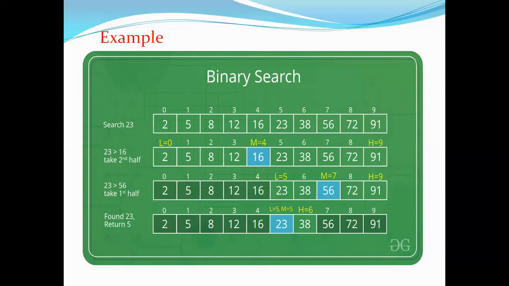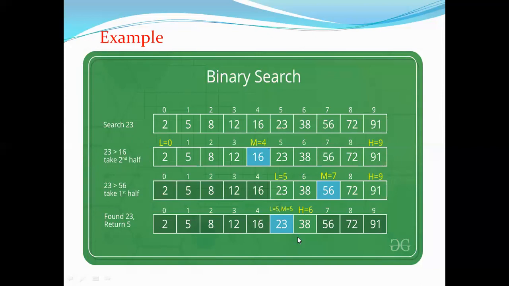Both are equal? No. That's why again check whether it is greater than or less than. So 23 is greater than 15? No. So modify high. High equal to middle minus 1. Middle is 7, 7 minus 1 is 6. Again 5 plus 6 is 11, 11 by 2 is 5. So the fifth element is 23.